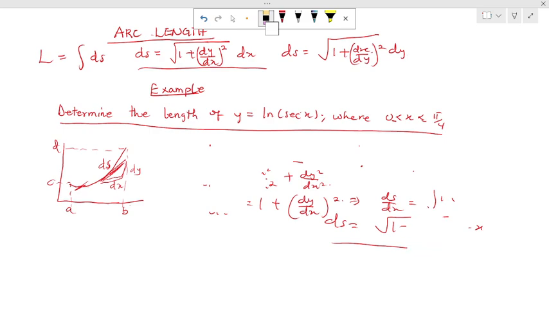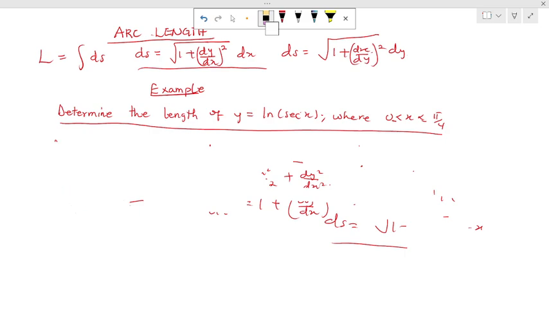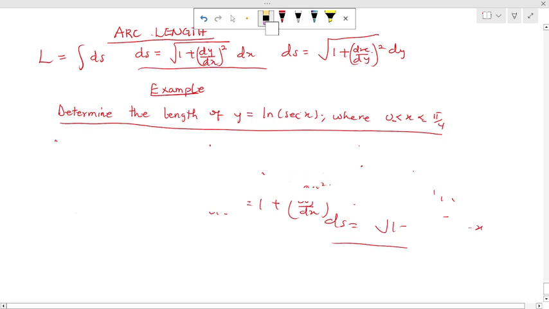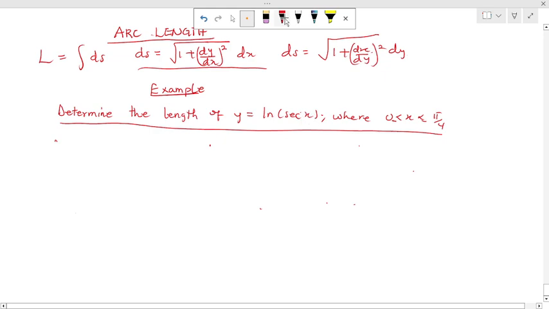So the problem says we should determine the length of the function y is equal to natural log of sec x, where our x ranges from 0 to pi on 4. So this is the problem at hand. How do we find the length of this particular curve? Okay, so our curve has been bounded by 0 to pi on 4.